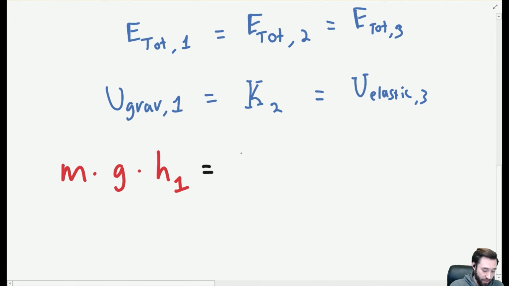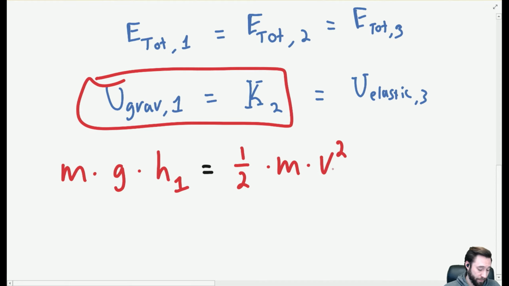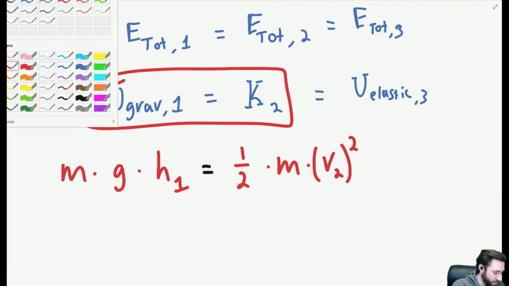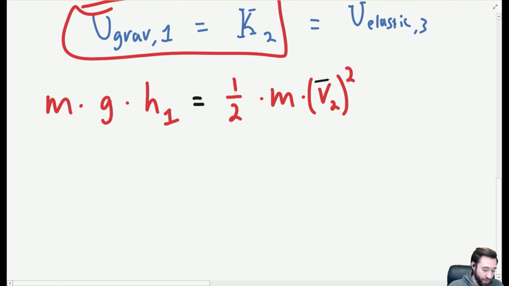my kinetic energy, which is 1/2 times the mass times the velocity squared. Now we're only worried about V2. And when you're writing this down, make sure that you put the subscript like that. Give myself a little bit more space. Okay. So my objective is I want to solve for V2.